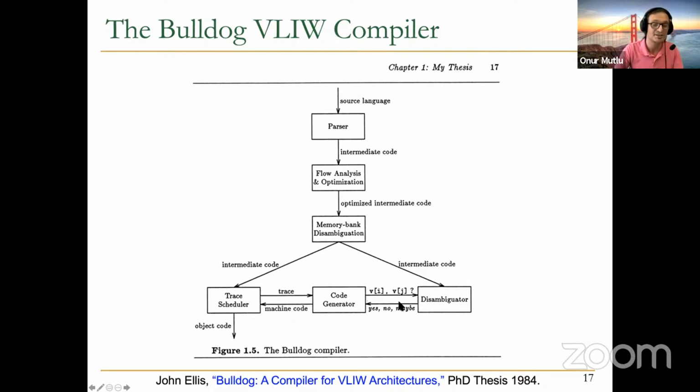And you can see there's trace scheduler, code generator, etc. I'm not going to talk about that. There's also memory disambiguation that you need to do, whether two references go to the same location whenever you have pointer accesses, for example. And that's one of the big problems in compilation, how to disambiguate these dependencies.